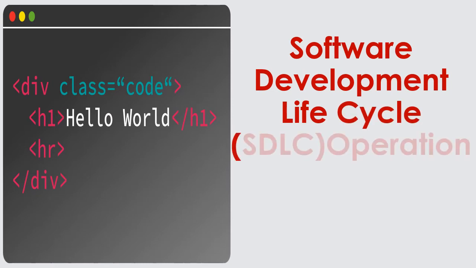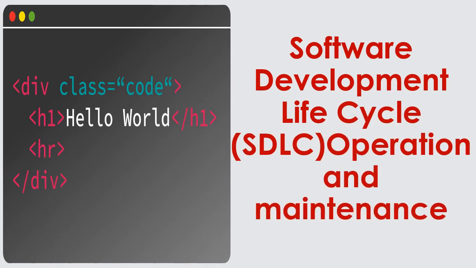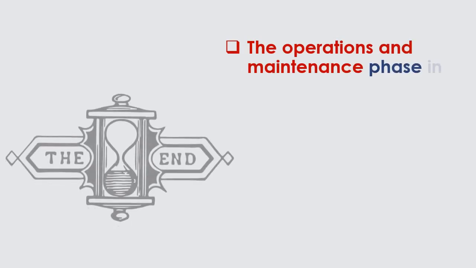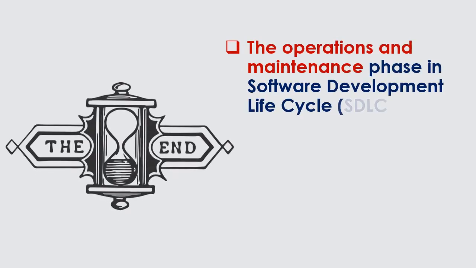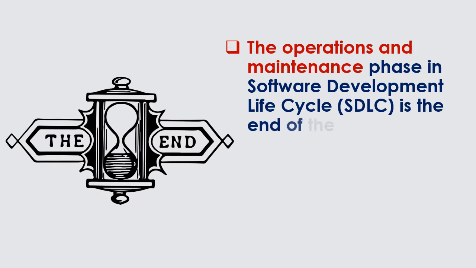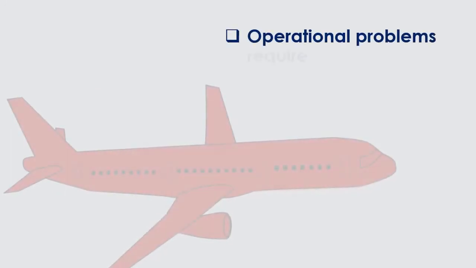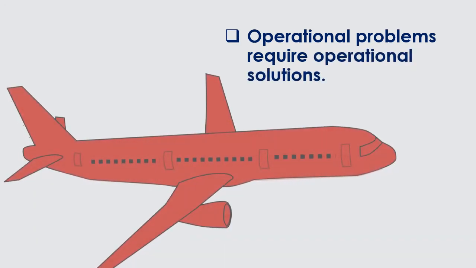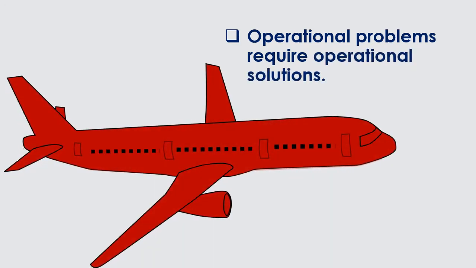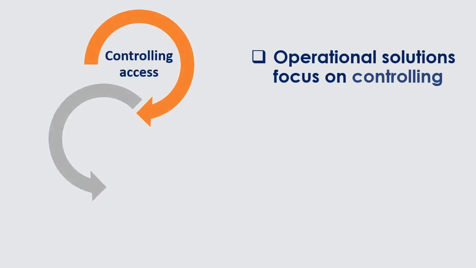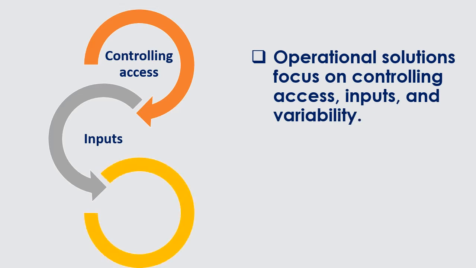Software Development Lifecycle Operation and Maintenance. The operations and maintenance phase in the software development lifecycle is the end of the beginning. Operational problems require operational solutions. Operational solutions focus on controlling access, inputs, and variability.